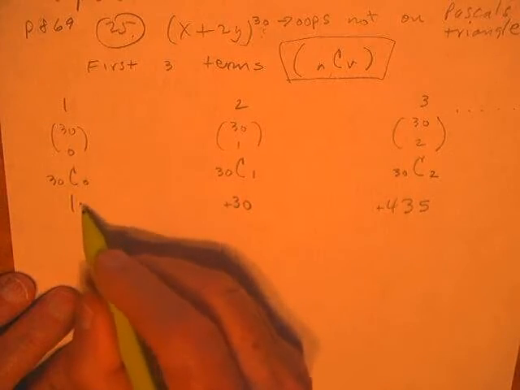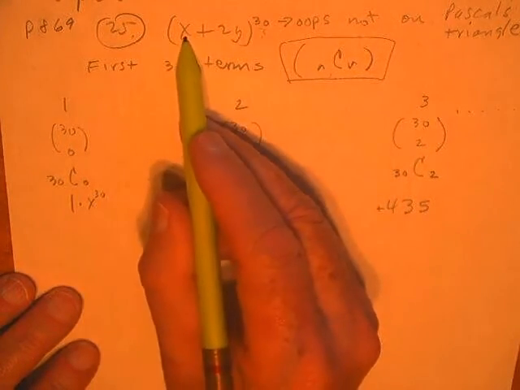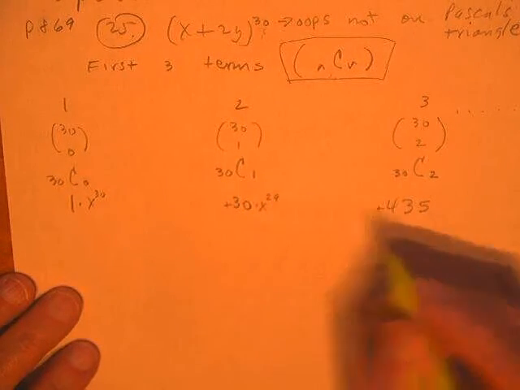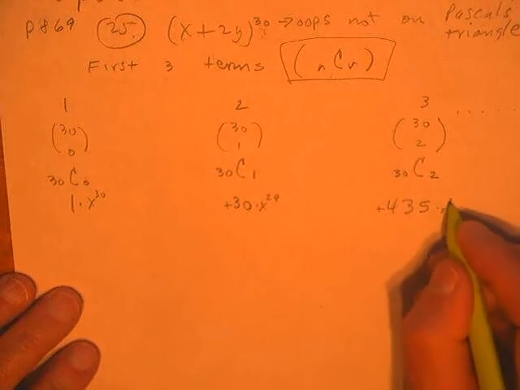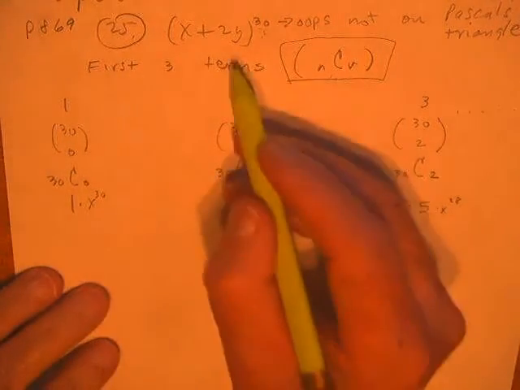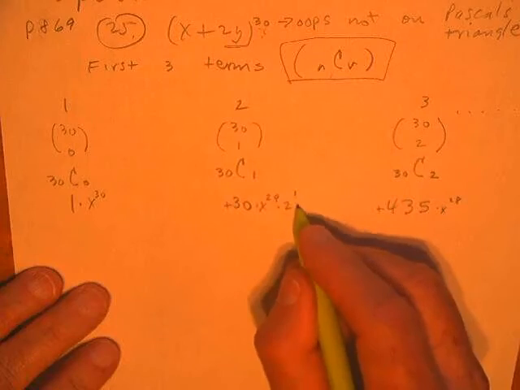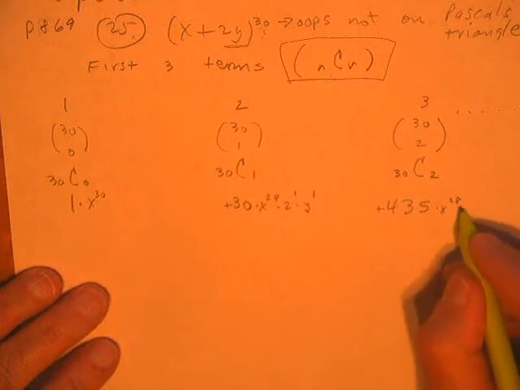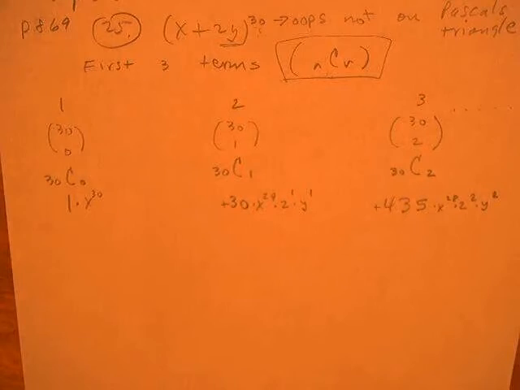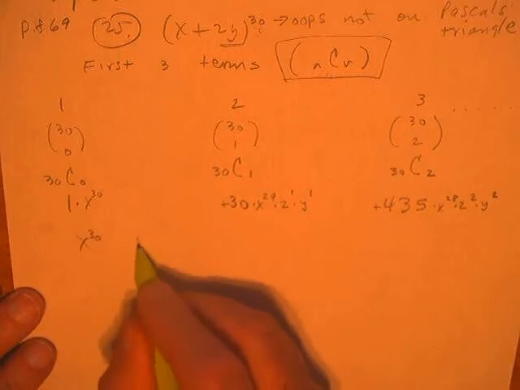And then let's just write my answer. This is going to be x to the 30. I'm going to stair step that one: x to the 29, x to the 28. That was pretty easy. But this one starts on the second term. So here I got 2 to the first, y to the first, 2 to the second, y to the second. I don't have to go to the end to start.